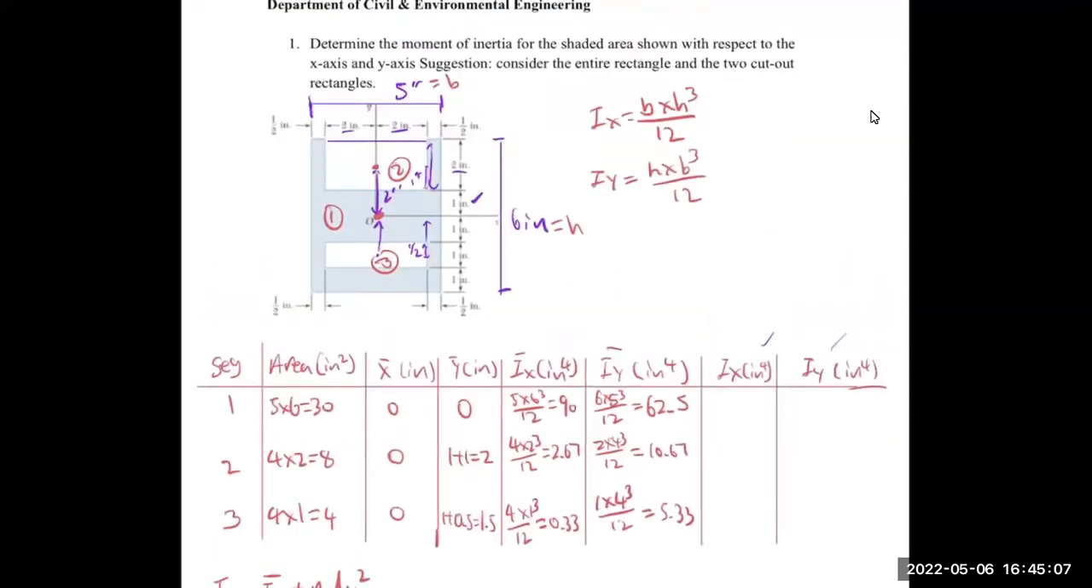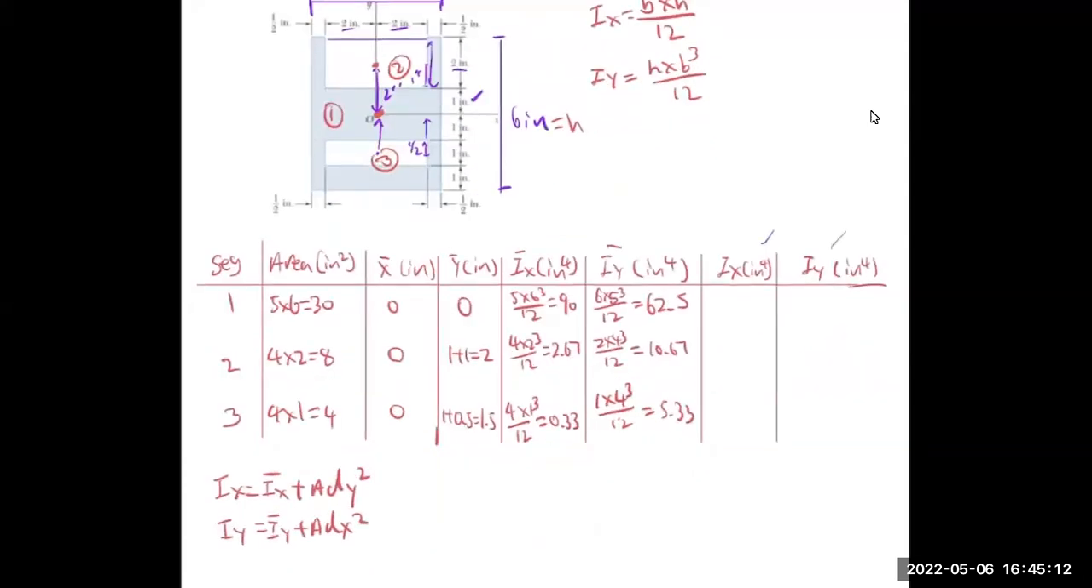Since the question is asking to determine the moment of inertia for the shaded area, we have to determine those two moments of inertia. So very likely we're going to get a very big number for segment 1, and then we subtract segment 2 and 3 from 1 because segment 2 and 3 are shaded. Oh, my bad. Let me back up. Segment 1 is shaded, but segment 2 and 3 are empty. So when we get a very big number for segment 1, we have to subtract segments 2 and 3 from 1. Okay, so let's solve.